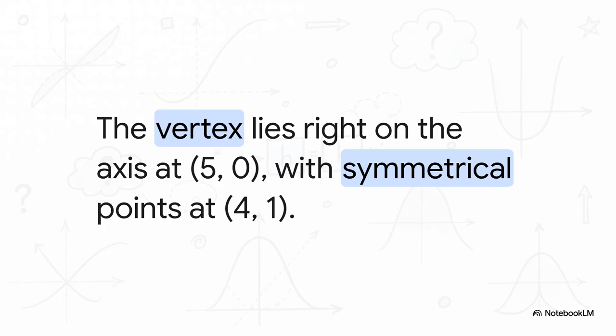To wrap up the playbook, we plug our 5 back into the original equation and confirm the y-coordinate is, in fact, 0. That means the vertex sits flawlessly flush right on the x-axis at 5, 0. From there, plotting a couple of symmetrical points on either side, like at x equals 4 and x equals 6, gives us the rest of our curve.